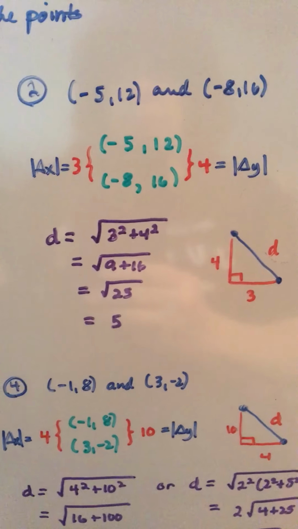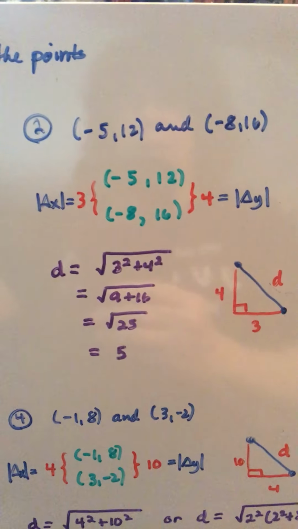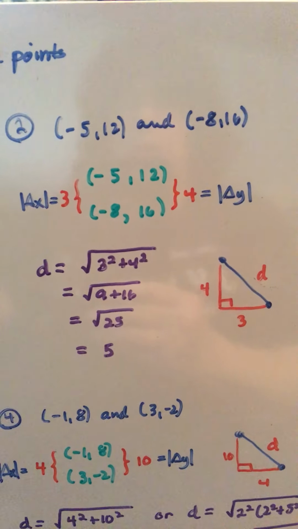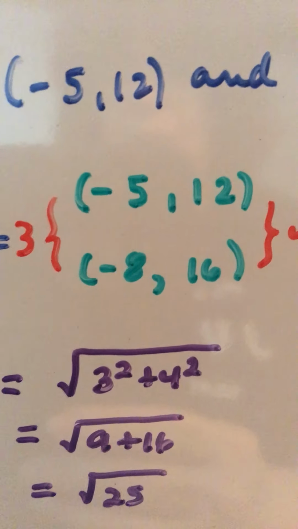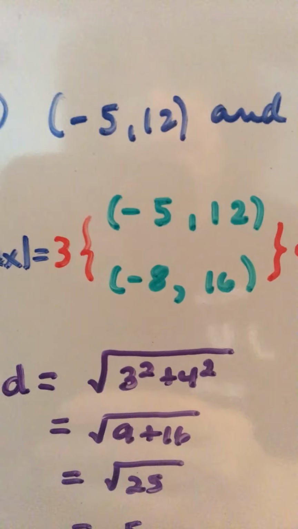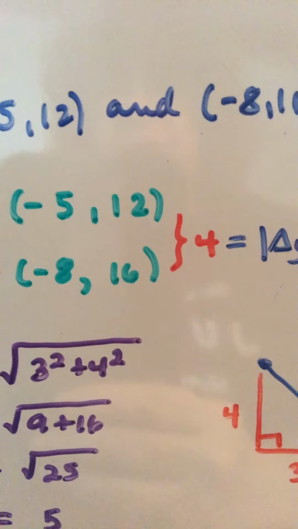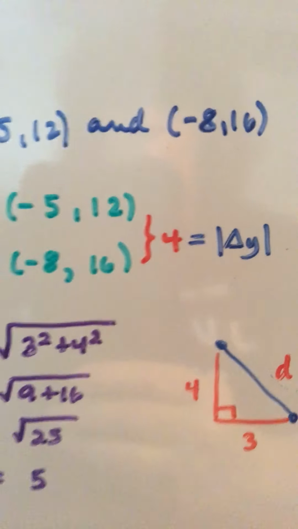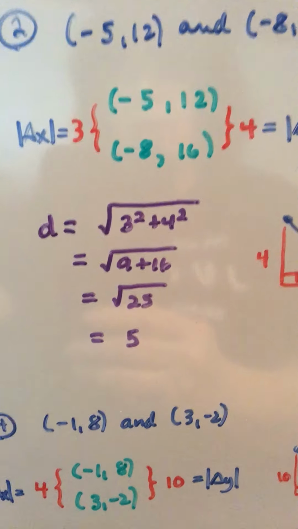Next problem. Again, I put one ordered pair on top of the other. I don't care which one you put on top, which one on the bottom. How far apart are the x's? Well, from -5 to -3, a change of 3, so it's 3. From 12 to 16 is a change of 4. So I have 3 squared plus 4 squared. You should know that's 5.